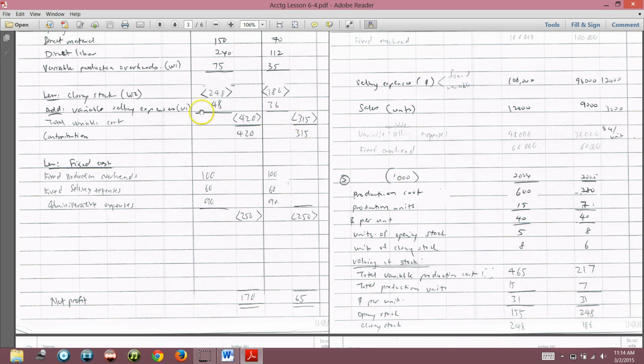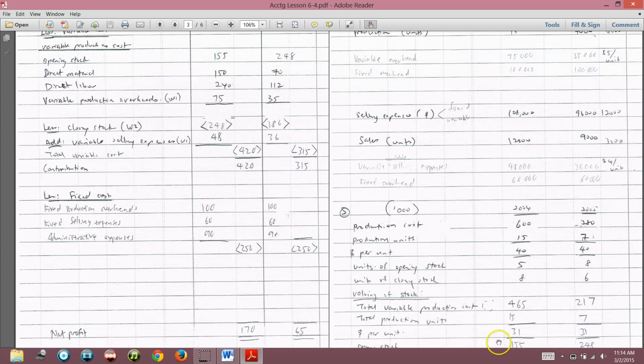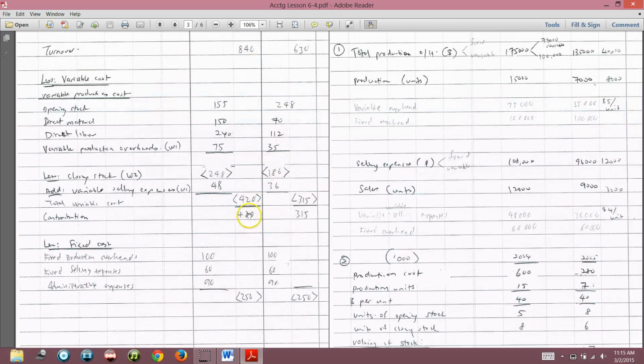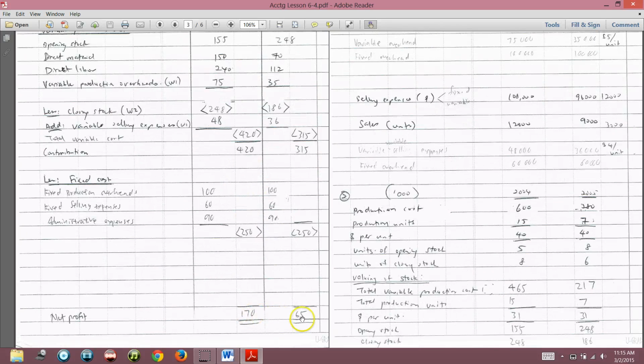So now we just fill in the figures. Closing stock, 248, put here. 186, put here. Then opening stock, 155 is from here, 248 is from here. So now we have done our workings and filled in all the difficult figures already. Then we just total here, and this will be the total variable cost. Turnover minus total variable cost gives you contribution, and contribution minus fixed cost gives you the net profit. We have finished a very difficult part of the question.